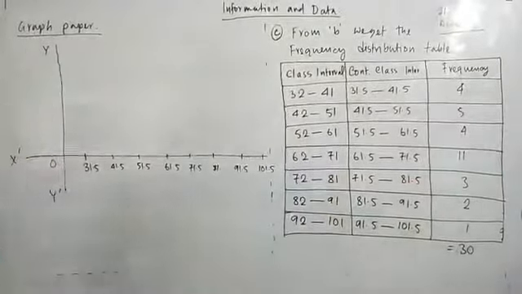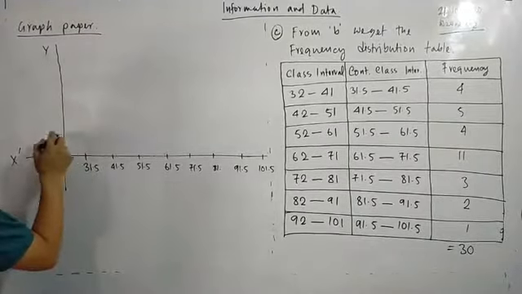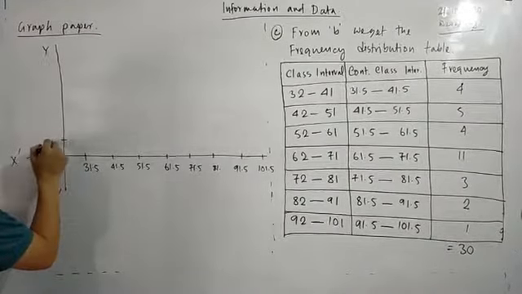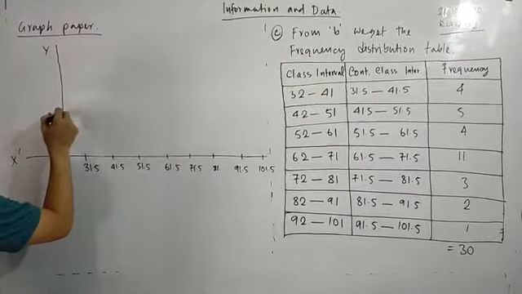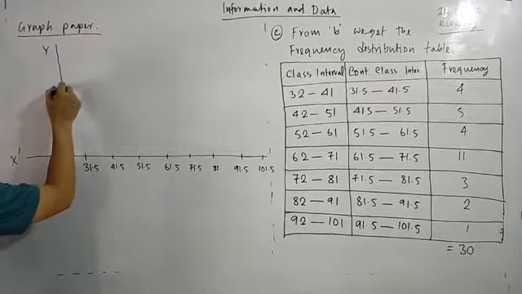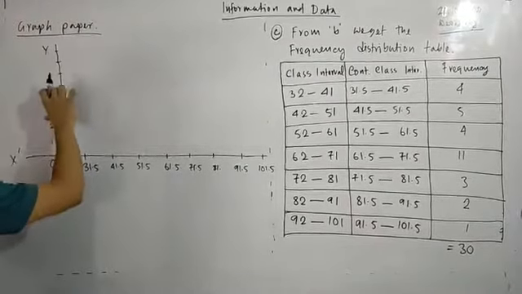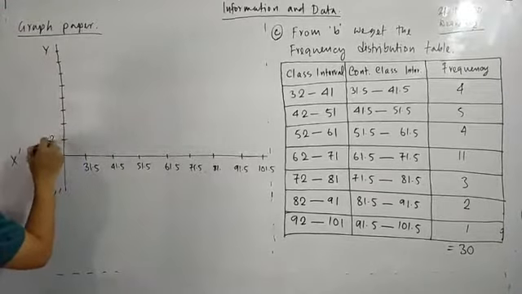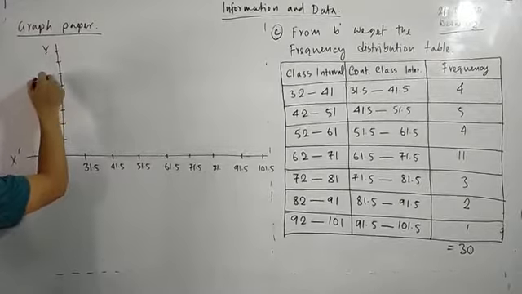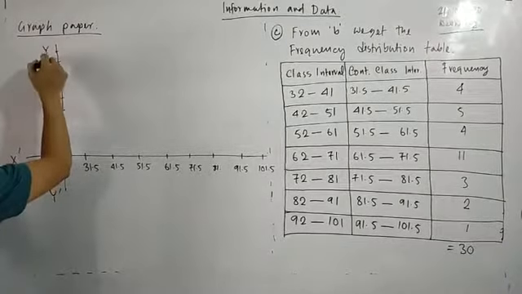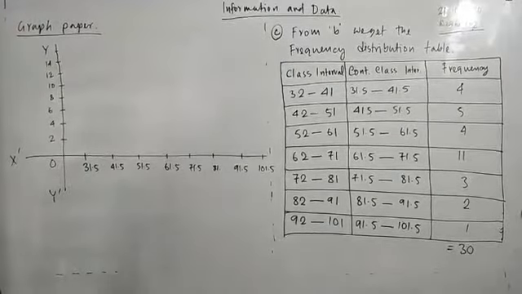So we are taking here 1 1 2 3 4 5 6 7 8. So we can take this way 2 4 6 8 10 12 and 14. Okay, this way is better because otherwise it takes a long place.